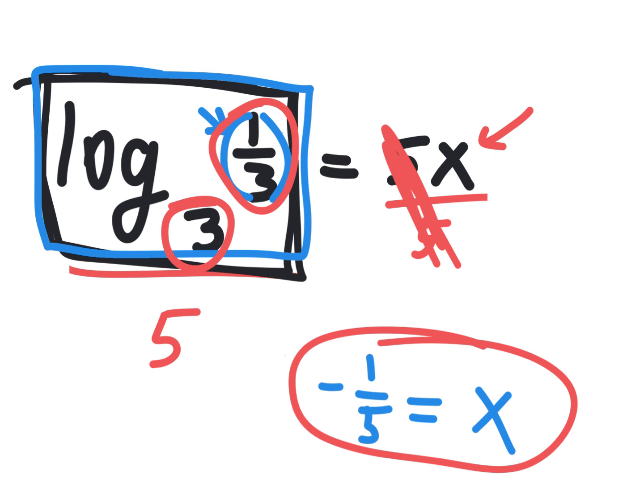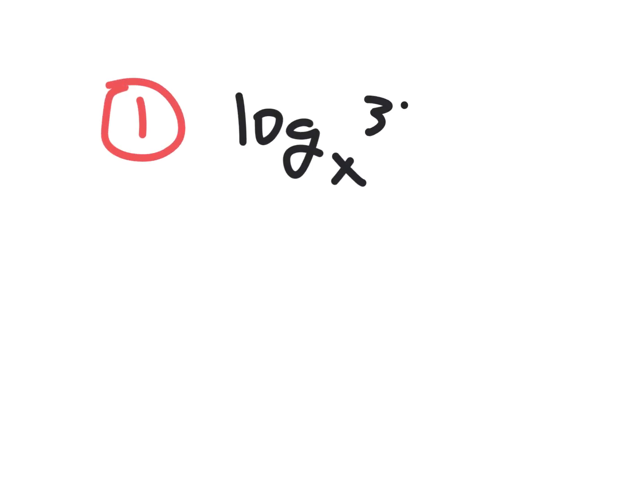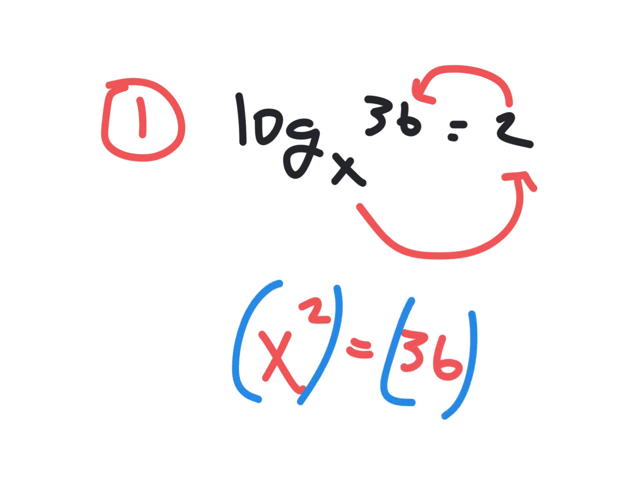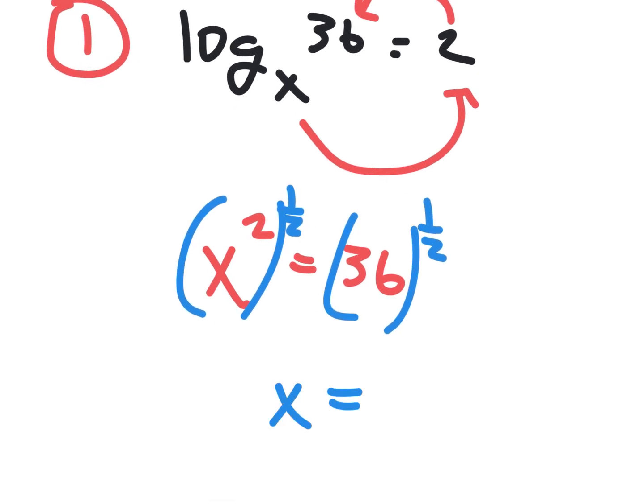Thank you. Would you read me number 1? Log base x of 36 equals 2. One more time. Log base x of 36 equals 2. Awesome. Then I bet you did this. x to the second equals 36. And then it's really close to solved. And then you just do square root of both sides. I'm going to use the 1/2 power, but I could use the square root sign. And x equals 6, and you're wrong.